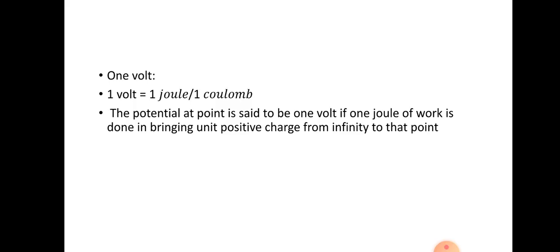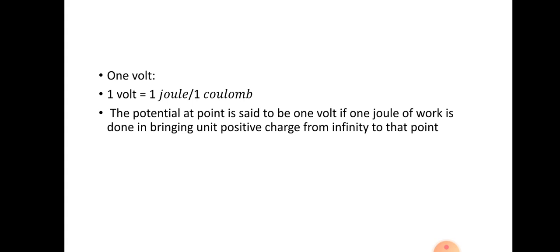Okay, so let's now talk about what is meant by 1 volt. So 1 volt is equal to 1 joule upon 1 coulomb. It is the unit for electric potential, 1 joule upon 1 coulomb. The potential at a point is said to be 1 volt if 1 joule of work is done in bringing a unit positive charge from infinity to that point. So it is the definition of 1 volt.